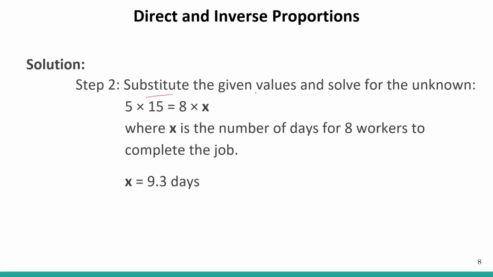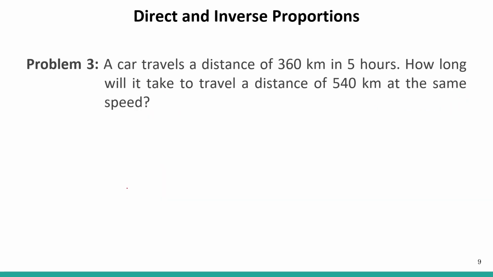So substituting the given values to solve the unknown: 5 into 15 is equal to 8 into x. So x will be what? 9.3, that is equal to actually 75 by 8. This is what 9.3 is equal to.